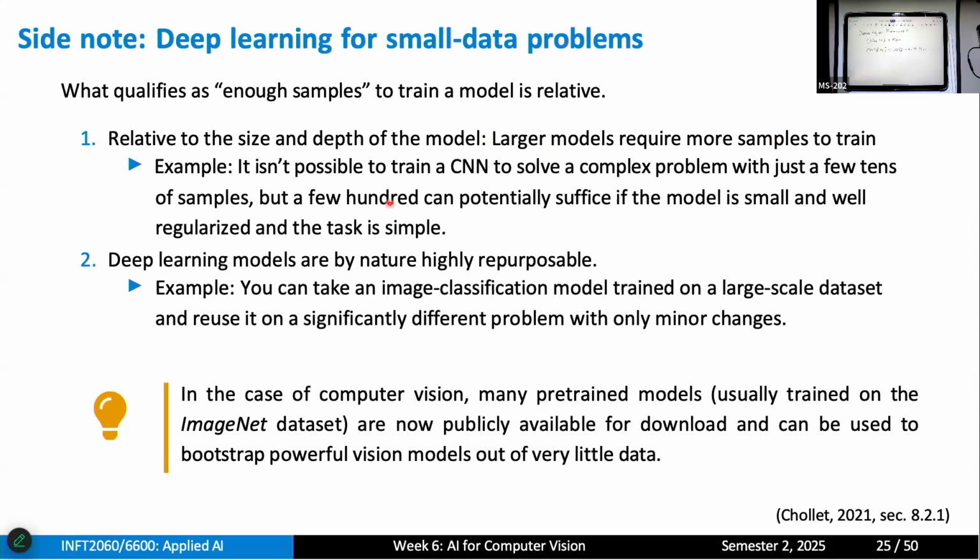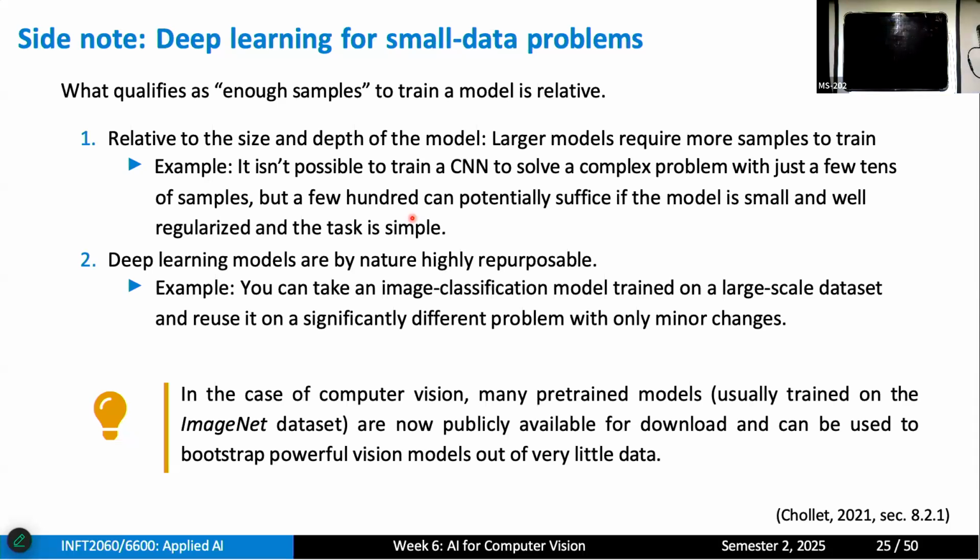So for example, it's impossible to train a CNN to solve this complex problem with just a few tens of samples. But a few hundreds can potentially suffice if the model is small and well organized, well regularized, and the task is simple. So for example, if it's only a 3-layer model, then hundreds of samples are sufficient. However, if it's 4 or 5 layers, hundreds of samples may not be enough.